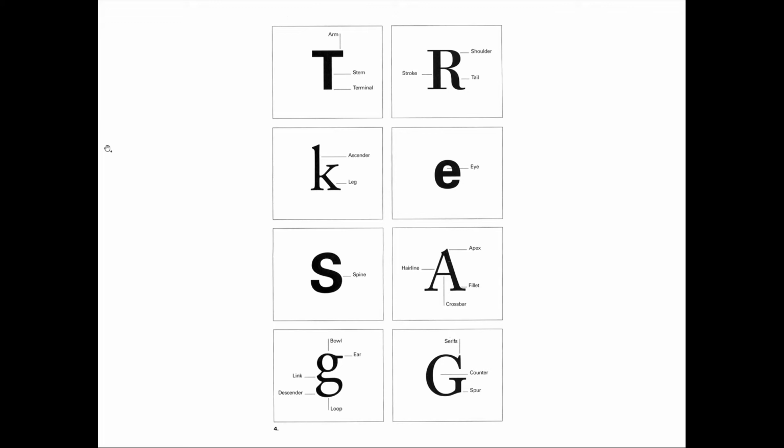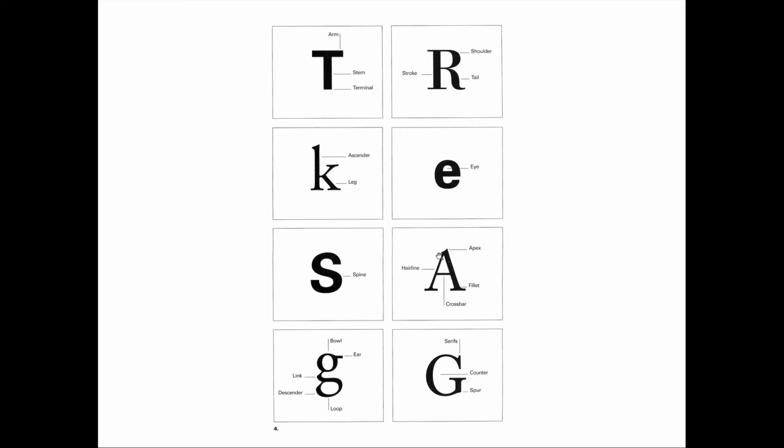The eye is the center of an E, and it's specific to the E letter form. The spine is specific to the letter S. It is the center portion, the curved area of a letter S stroke. If we look at the A, the top of an A, where the letter form meets, is called the apex. It's usually on the top of a capital A.